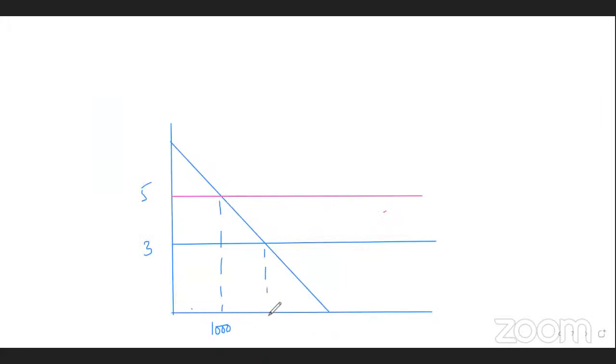Now, what was the consumer surplus before? At the price level of 5, it was the area below the demand curve and above price. So this is your price, and below the demand curve would be this triangle. Then the new consumer surplus would be the area below the demand curve and above the new price level. So it will be this bigger triangle that I'm shading in front of you.